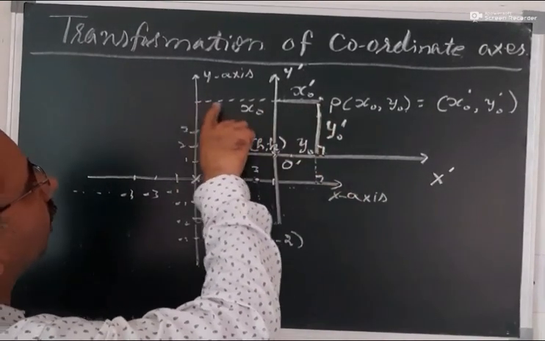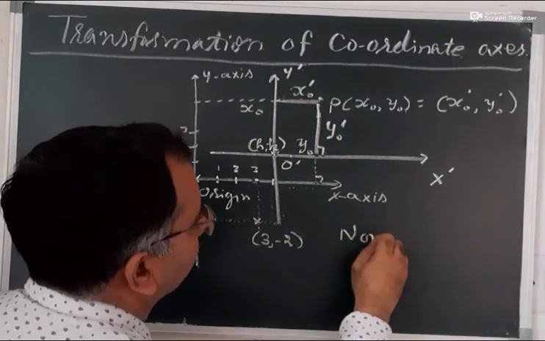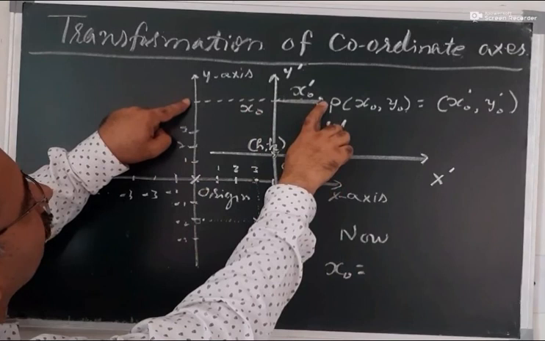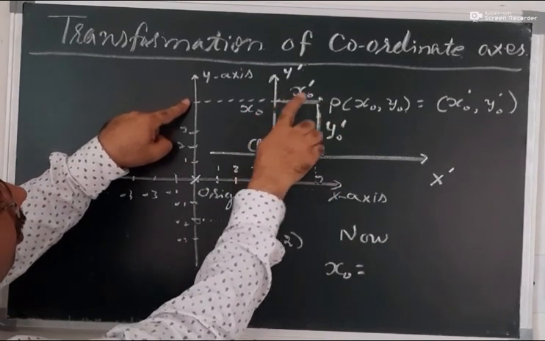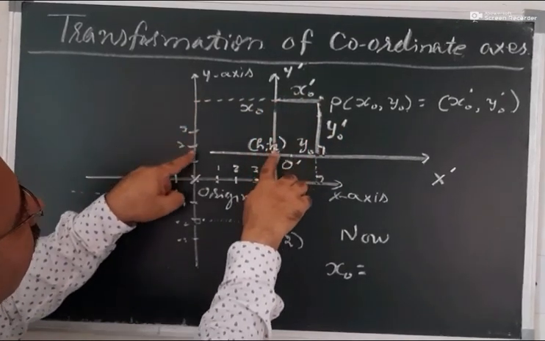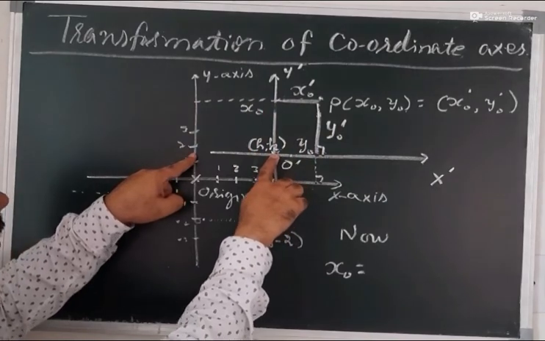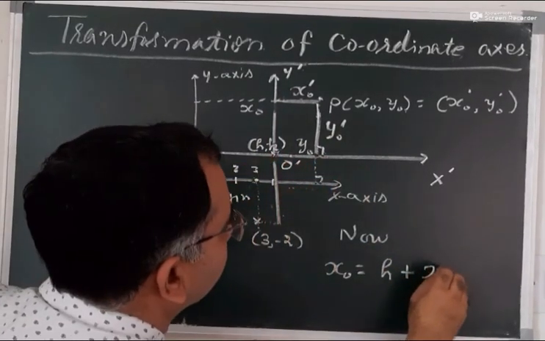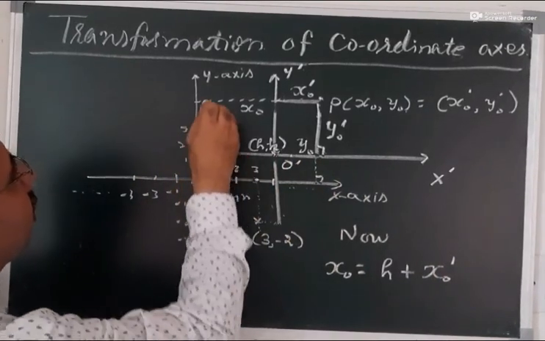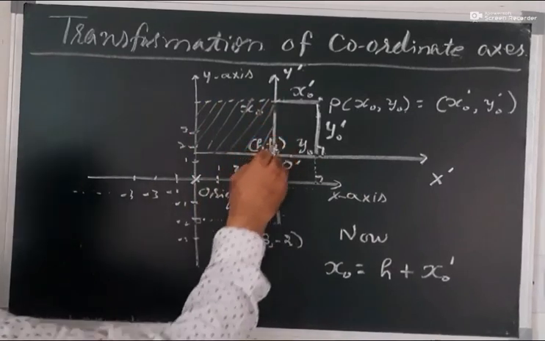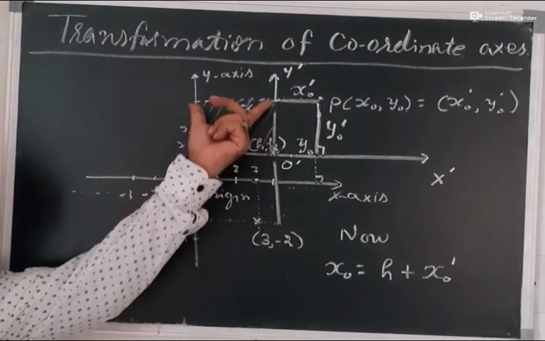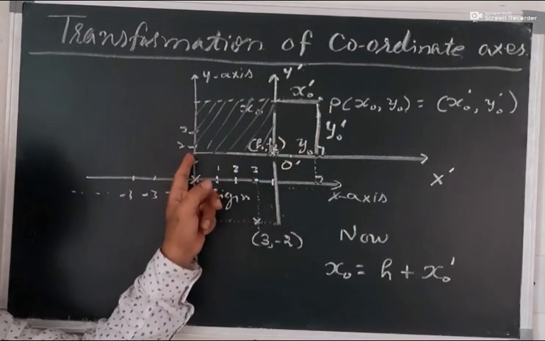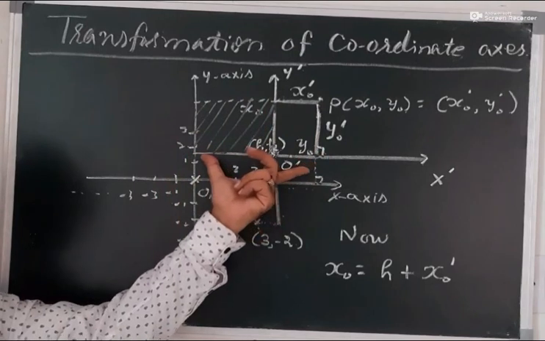Now, what is this length x0? x0 is equal to this distance. I can break this distance in two parts, this plus this, but this distance is equal to this distance, and this is h. So I can write this as h plus this distance, and this distance is x0 dash. Consider this rectangle. In this rectangle, this side is h, therefore this side is h, and this side is x0 dash, therefore this side is x0 dash. So the total is h plus x0 dash, which is x0.